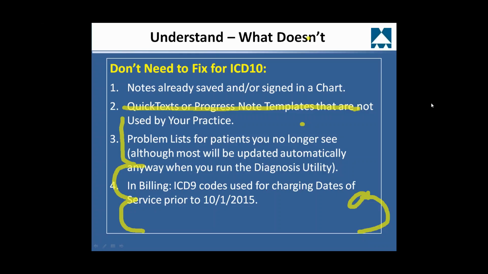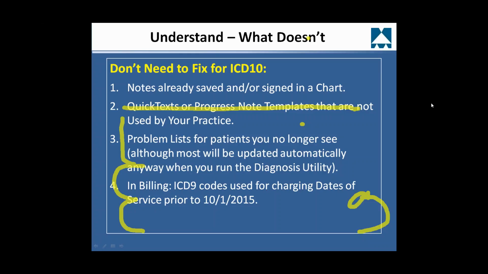Okay, so we've got to understand what changes, what has to be fixed. All right, what doesn't need to be fixed? And I've had this question a lot. You do not need to go back and fix notes that you've already saved in the chart. Anything that has ICD-9 code only, back in the past, that's fine. What we're looking at is data that's going to be used for the future.